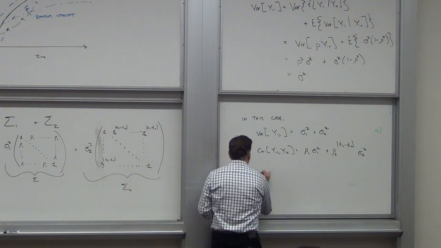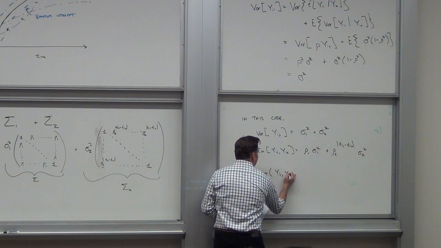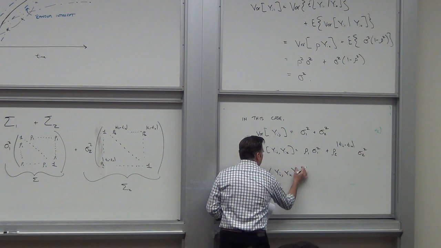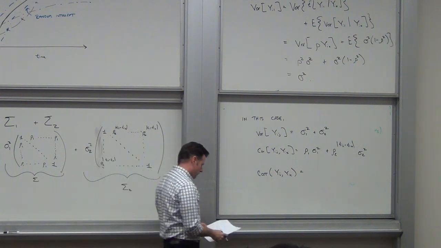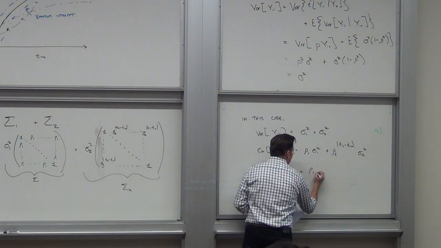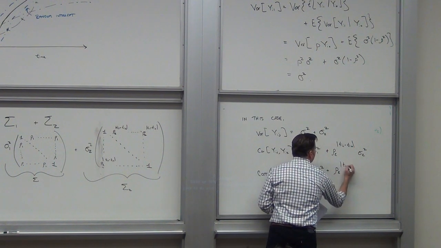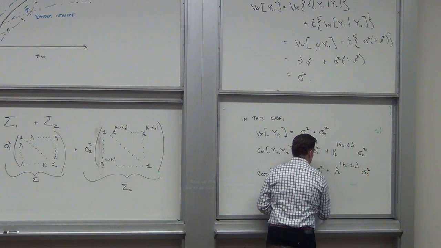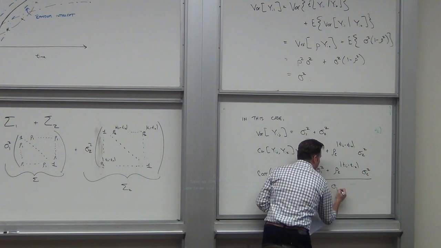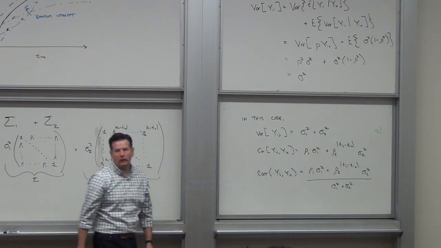And so if I look at the correlation between Y_ij and Y_ik, that's just going to be the covariance divided by the variance. That's just going to be a good old rho 1 sigma 1 squared plus rho 2 to the t_ij minus t_ik times sigma 2 squared, all divided by sigma 1 squared plus sigma 2 squared.